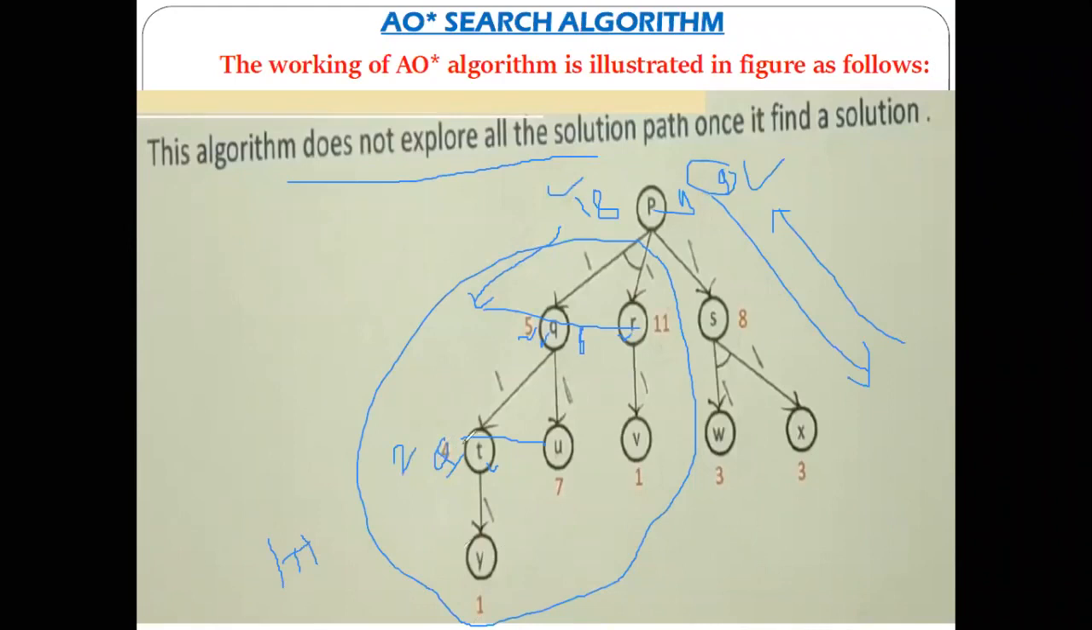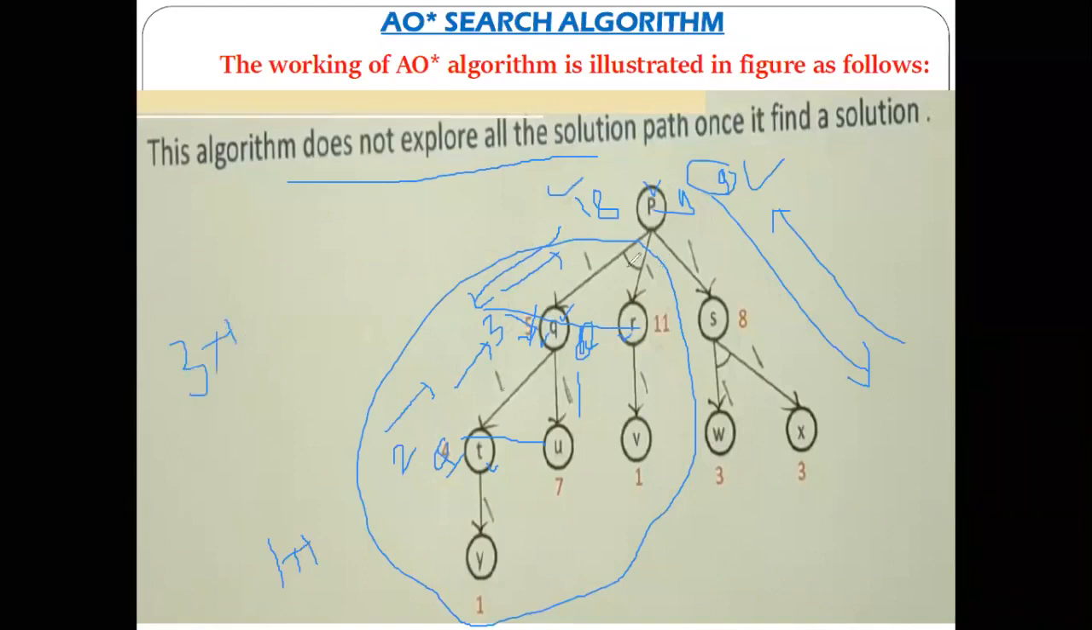Now once you get this, you need to backtrack these values. Even if you backtrack, it is 8. But if you backtrack this, how much is the value of Q? It will be 2 plus 1, 3. Means this will get discarded and it will become 3. Again, you need to backtrack: 3 plus 1, so 4. What will the value of P become now? 4, 3 plus 1.